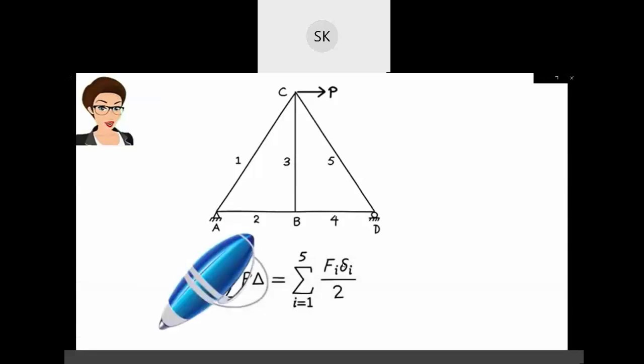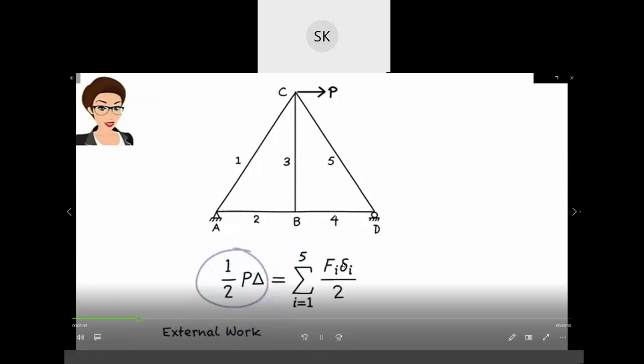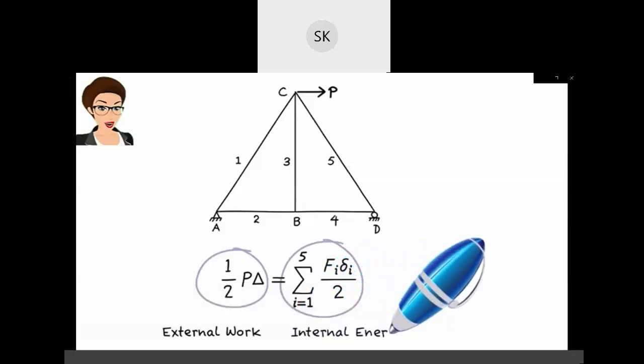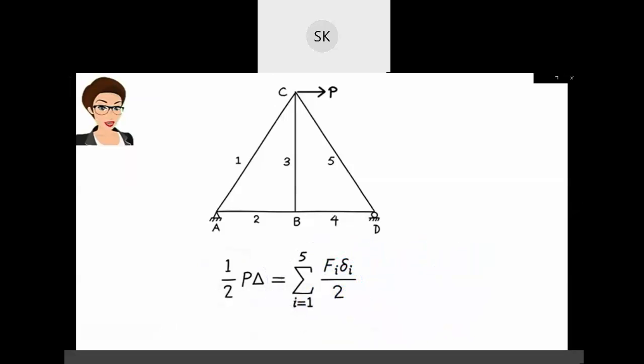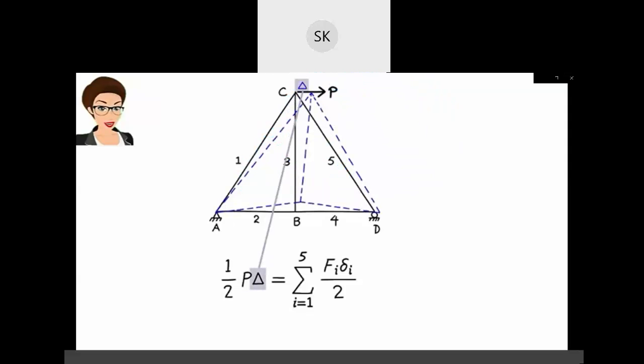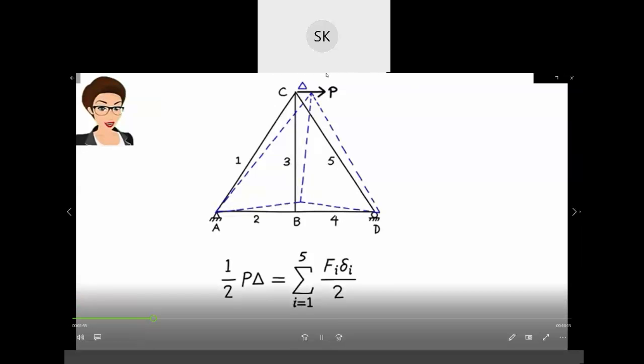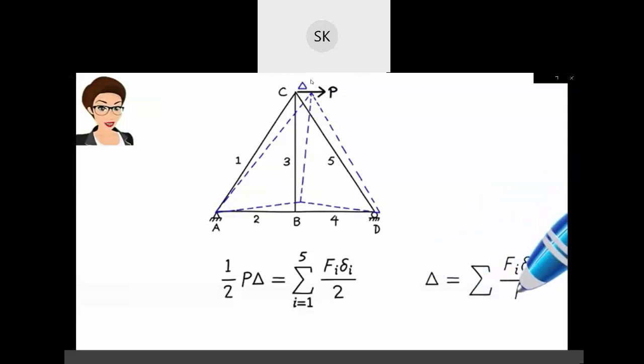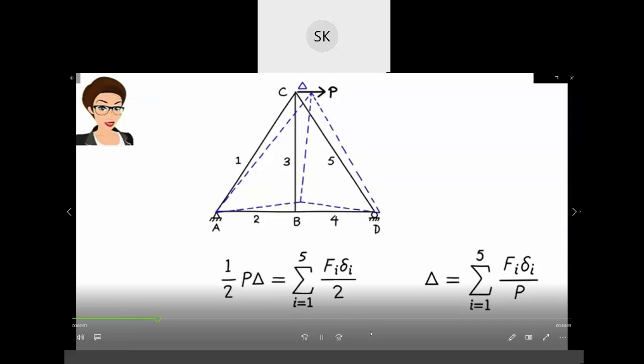The left side of the equation represents external work and the right side represents internal energy. On the left side, P is the applied load and delta is the horizontal displacement under the load. Fi is the axial force in member i and delta i is the elongation of the member. So, if we were interested in calculating the horizontal displacement at C, we could write delta equals the sum of Fi delta i over P.